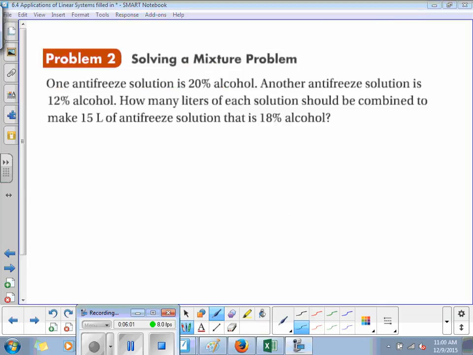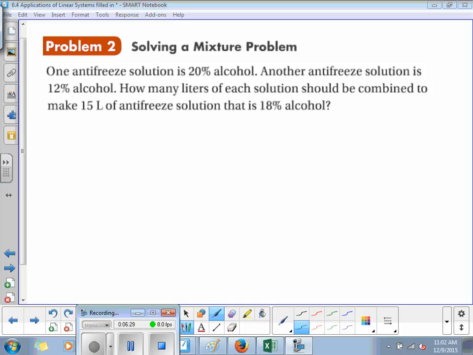All right, problem 2 is solving a mixture problem. Okay? One antifreeze solution is 20% alcohol. Another antifreeze solution is 12% alcohol. How many liters of each solution should be combined to make 15 liters of antifreeze solution that is 18% alcohol?